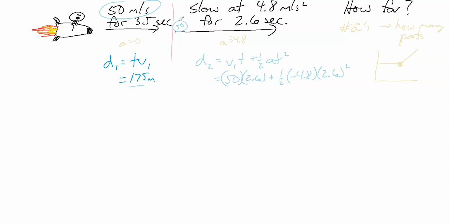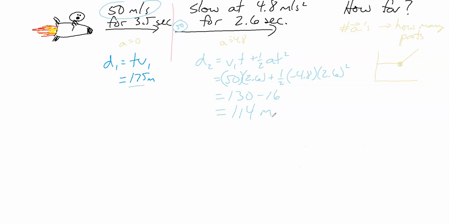Okay, so now let's calculate this. I've got the 50, and I'm going to times that by the 2.6, and that chunk right there is 130. All right, so now I've got the rest of this thing. I've got the 1/2, and I've got the 4.8, and I've got the 2.6 squared, and I know it's slowing down, so it's going to be negative. So I'm going to subtract that. So we'll just say 16 meters for now, something like that. So if I got the 130, take away the 16, that's 114 meters.